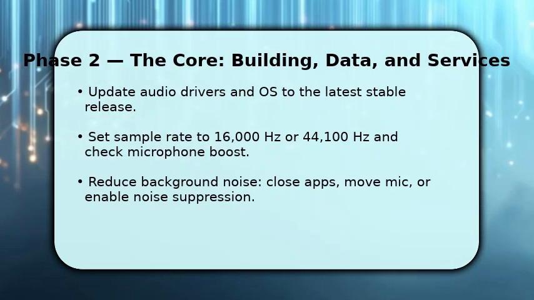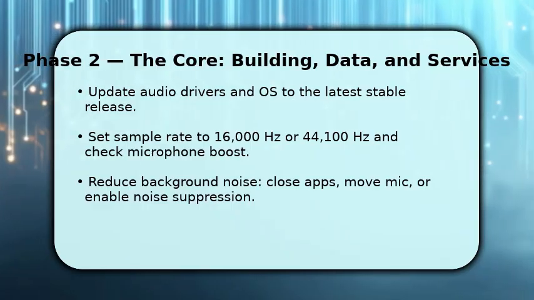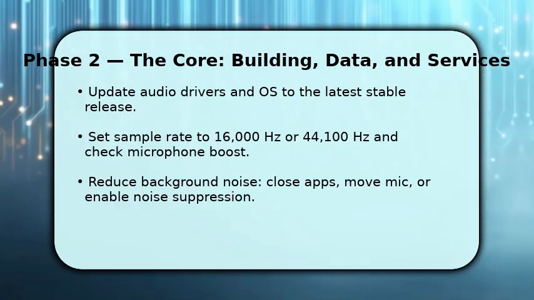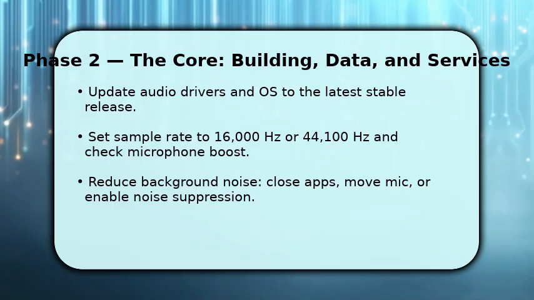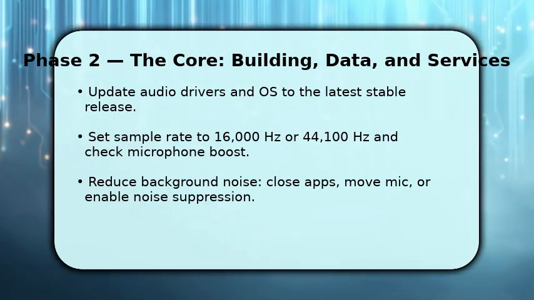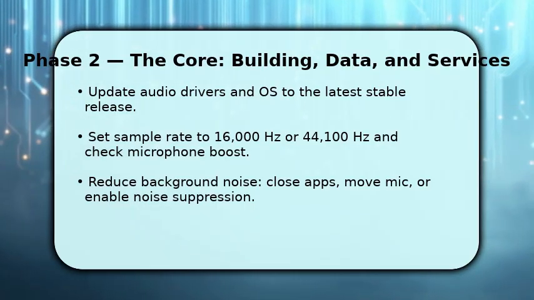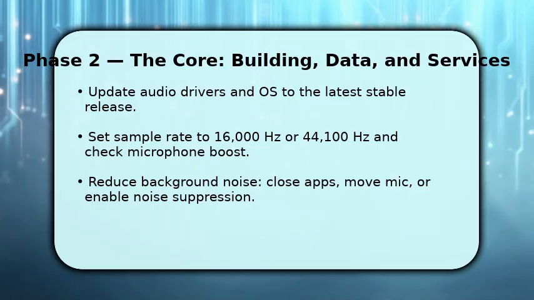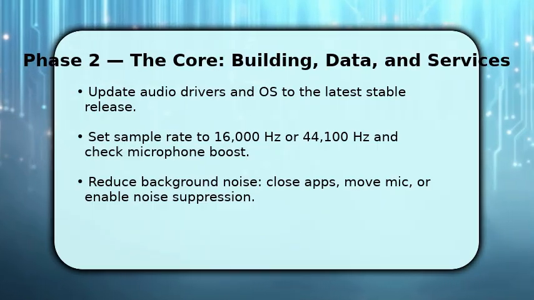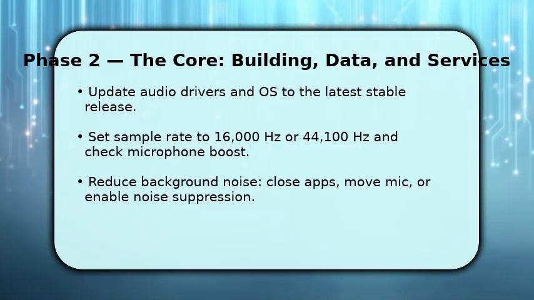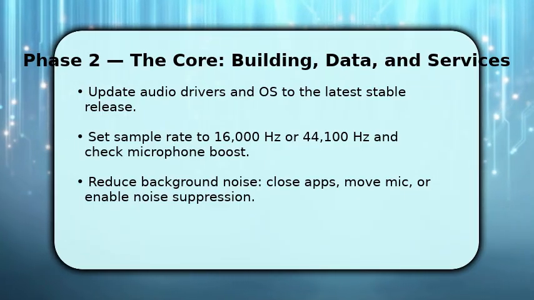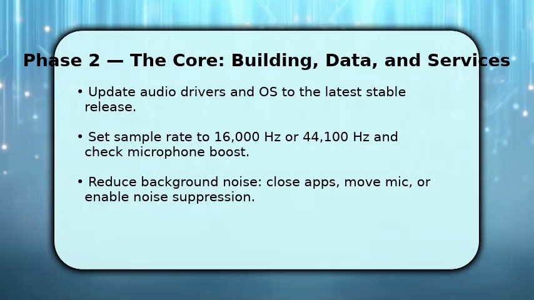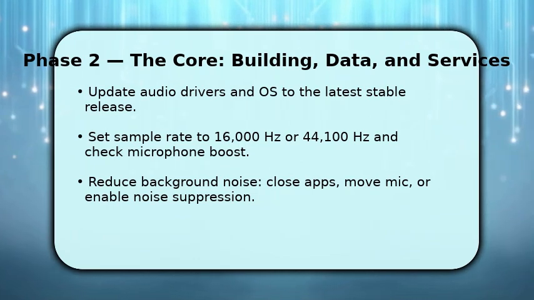Once the basics pass, update your audio drivers and the operating system so compatibility issues are removed. Then make detailed adjustments. Set the microphone sample rate to 16,000 Hz for speech recognition or 44,100 Hz for higher fidelity, and tweak mic boost if levels are low. Also, reduce noise by closing noisy apps, moving the mic closer, or enabling noise suppression. These steps improve the signal-to-noise ratio, which is why recognition accuracy rises markedly after proper configuration.